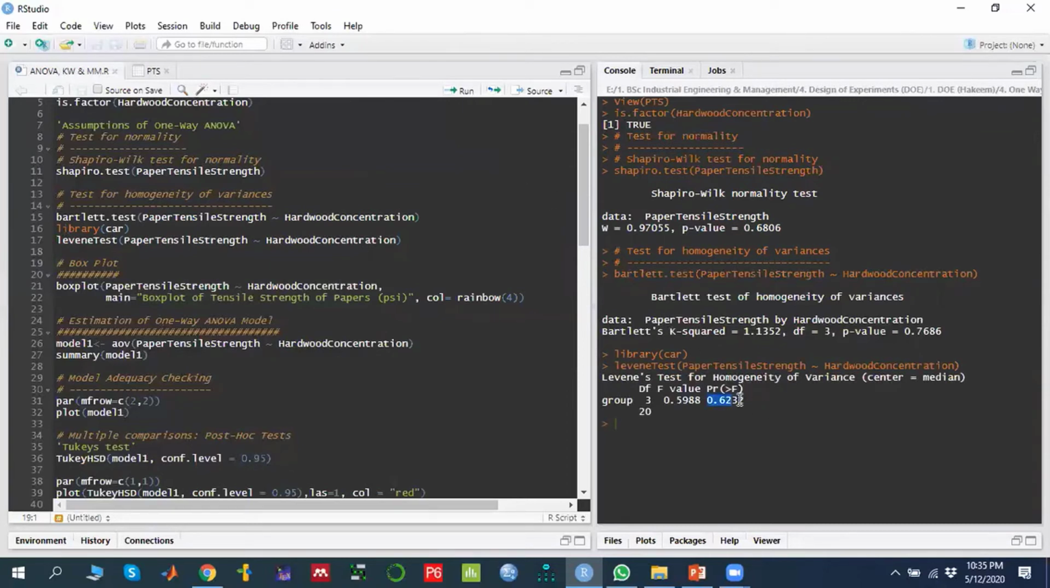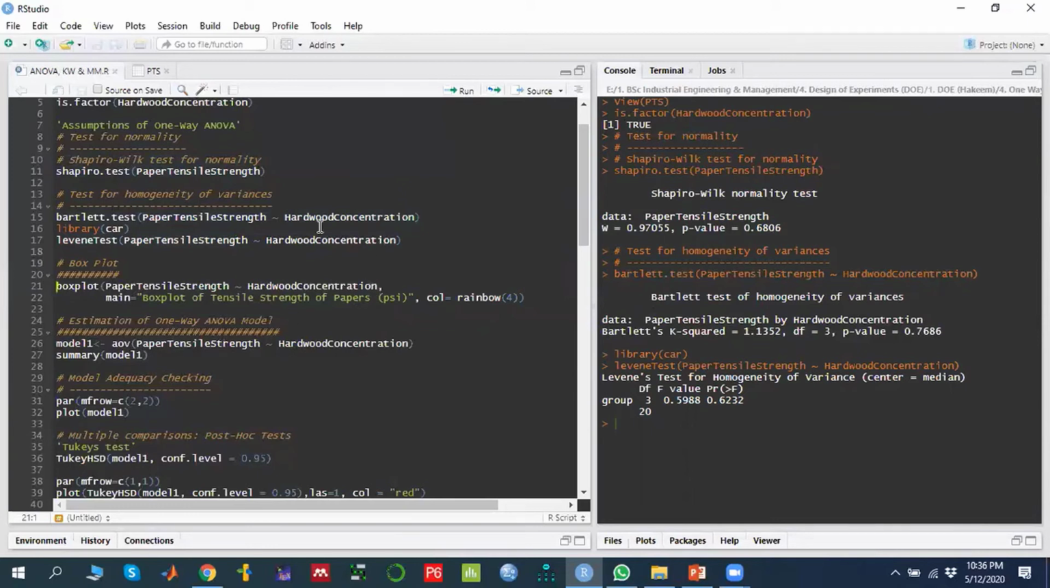Here H0 and H1 would be the same as in the Bartlett test. So Levene's test is also telling me that the p-value is greater than 5%. That indicates that the variances of all the populations are equal, so the homogeneity condition is fulfilled. Okay, so we tested the normality, we tested the homogeneity. Now we are going to apply the one-way ANOVA. But before that, let me draw a box plot.